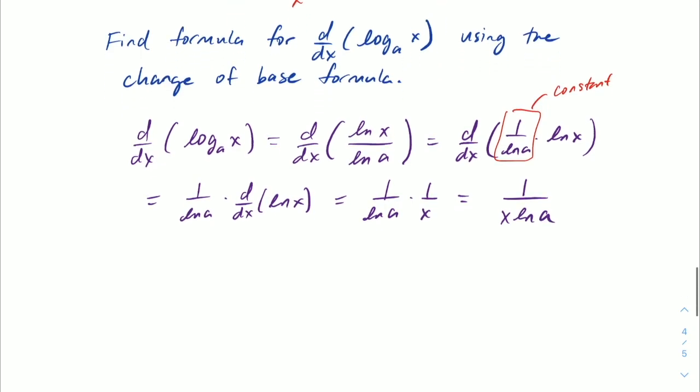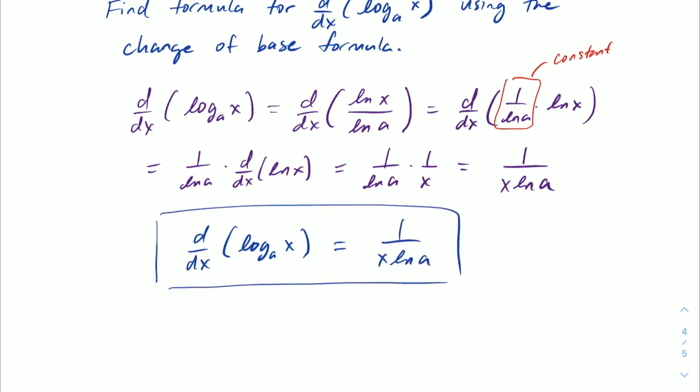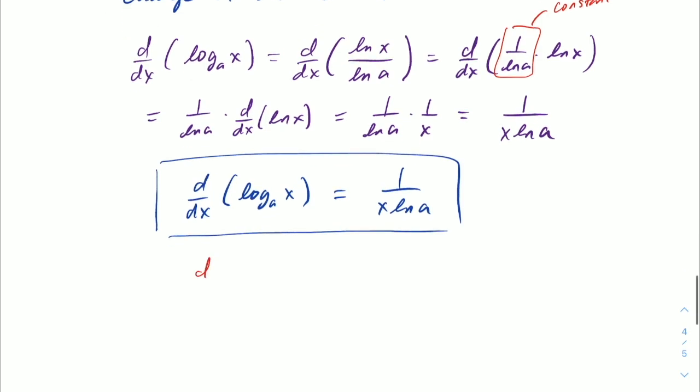All right, so let's just summarize this formula here. The derivative of log base a of x is 1 over x natural log of a. And the derivative of the natural log of x is just 1 over x.